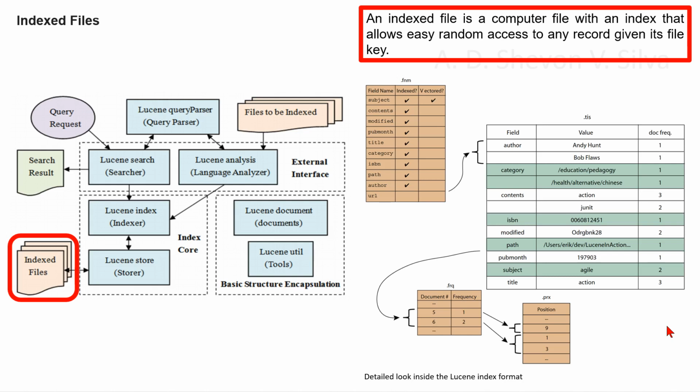Norms. The .nrm file contains normalization factors that represent the boost information gathered during indexing. Each document has 1 byte in this file which encodes the combination of the document's boost, that field's boost, and a normalization factor based on the overall length of the content in that field.